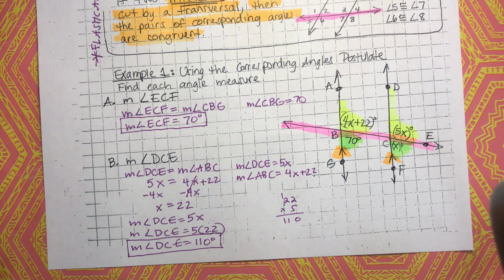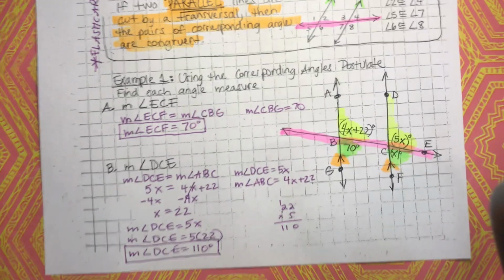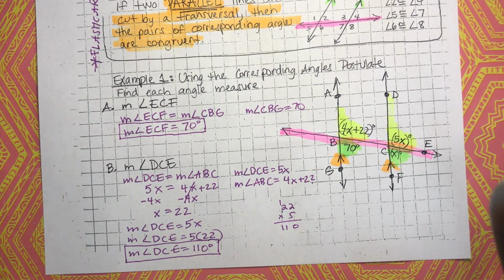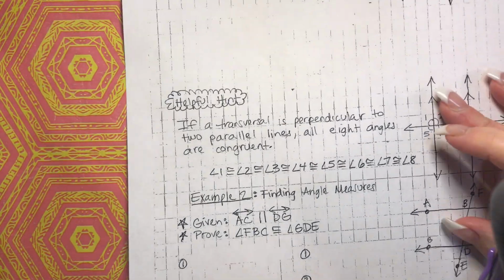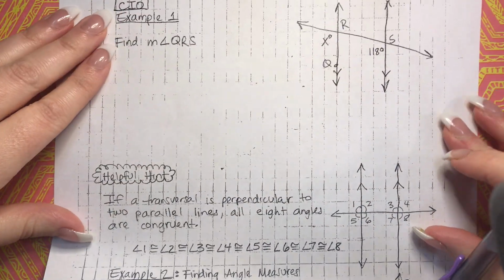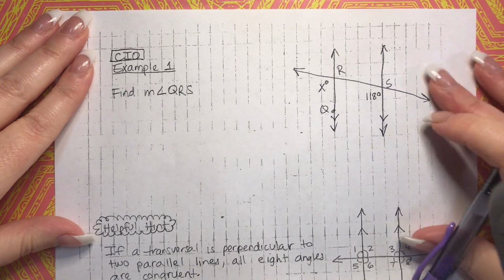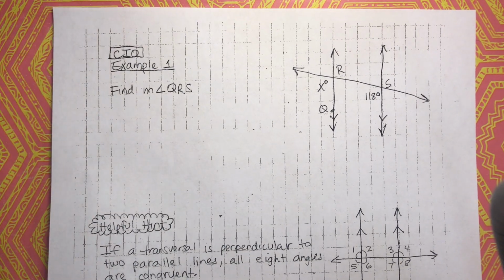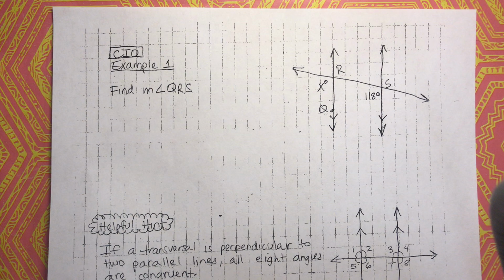All right, so you see how that's done. You see how to show your work. Okay, now it is your turn to check it out and see if you can figure it out. So check out example 1 right here. You're going to use this figure to figure out what the measure of angle QRS is.